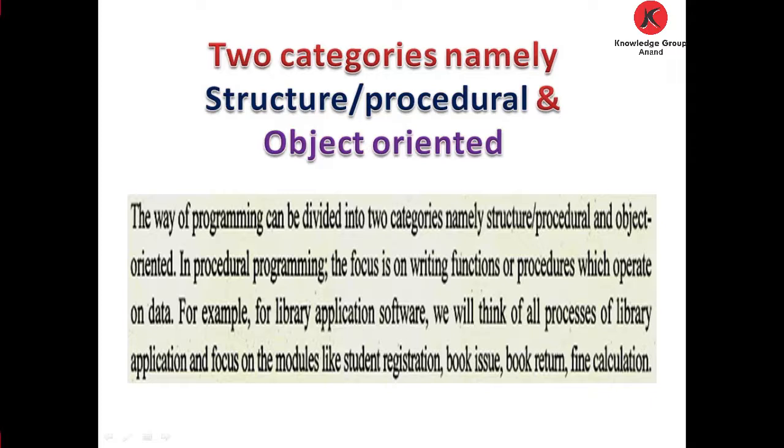So here the way of programming can be divided into two categories, namely structured or procedural, and second, object-oriented programming language. In procedural programming, the focus is on writing functions or procedures which operate on data. For example, for a library application software, we will think of all processes of the library application and focus on modules like student registration, book issue, book return, fine calculation.